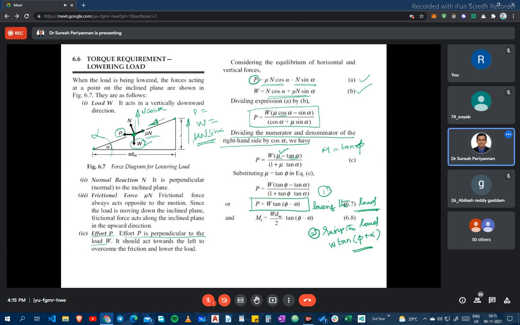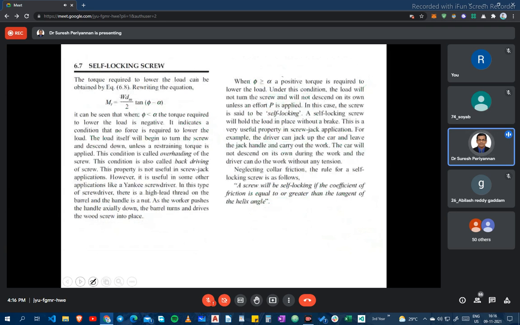That's all. Now again, what is the torque? While lowering the load, how much torque is required? T is equal to P into dm by 2. This much torque is required for lowering the weight. Now, one more issue we are going to discuss. The torque required to lower the load can be obtained by using the earlier equation.